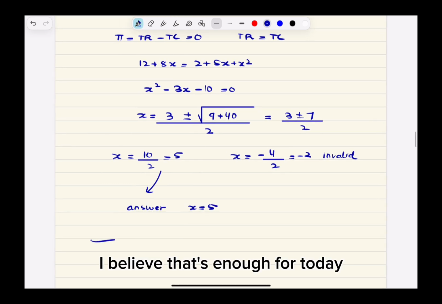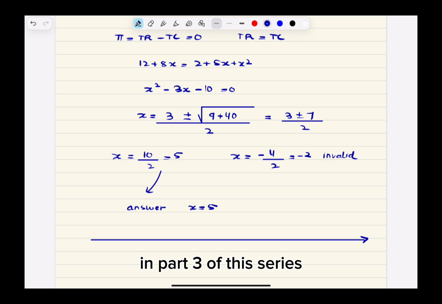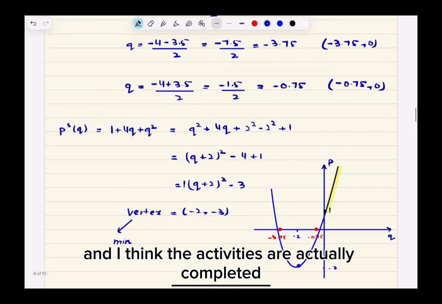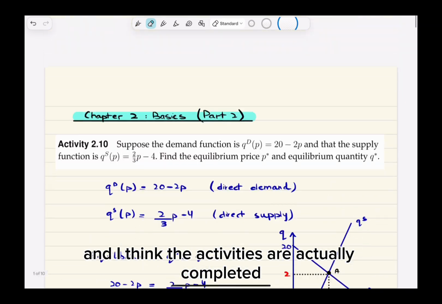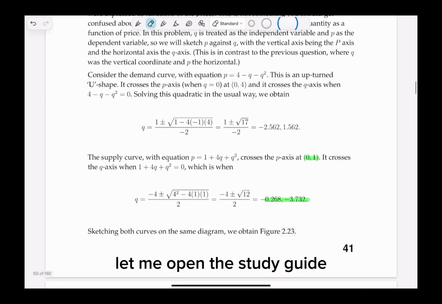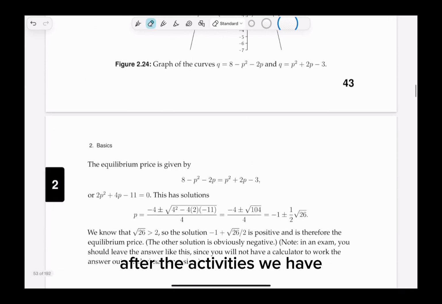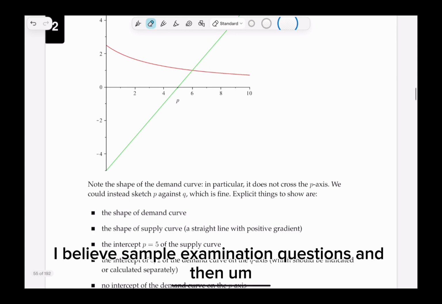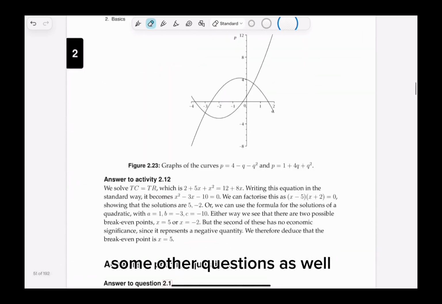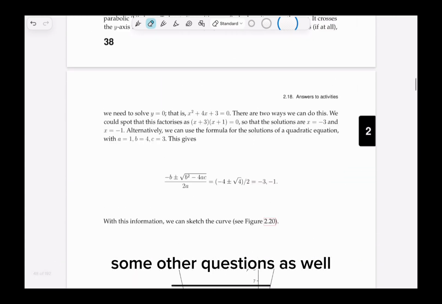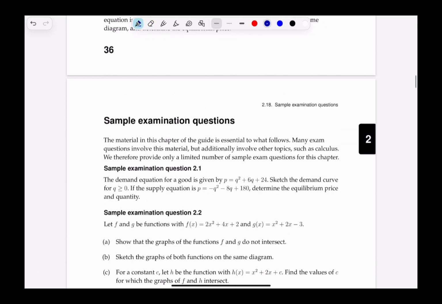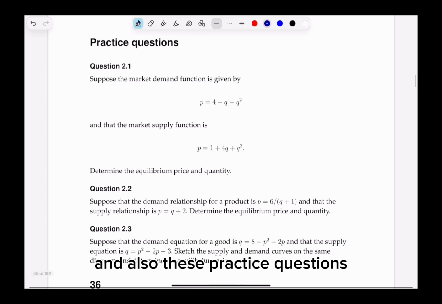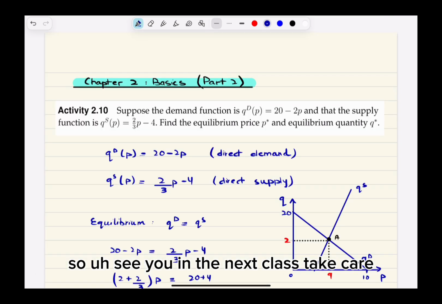I believe that's enough for today. In part 3 of this series, I'm just going to continue solving the questions, and I think the activities are actually completed. Let me open the study guide. After the activities, we have sample examination questions and then some other questions as well. So I'm just going to solve these sample examination questions and also these practice questions. So see you in the next class.